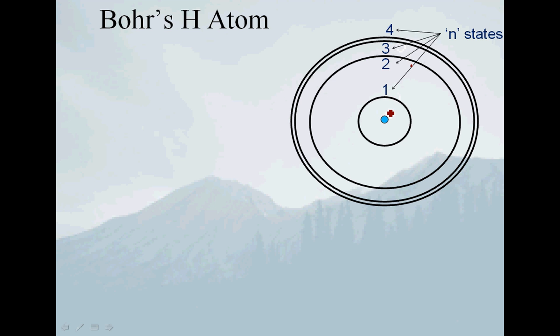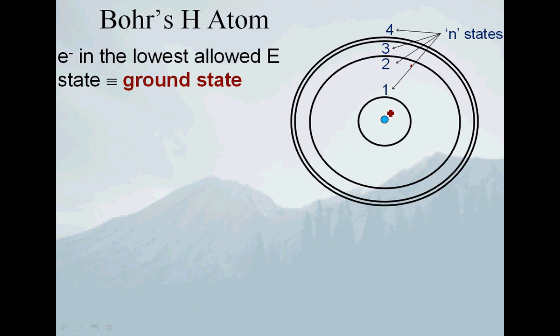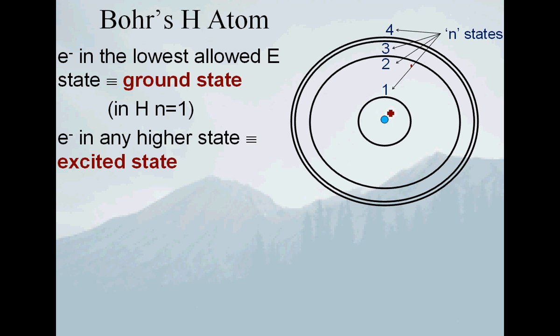So in the case of hydrogen, the electron in its lowest allowed energy state is called the ground state for the electron. And in the case of hydrogen, the ground state for that electron is the n equal 1 state, the lowest it can be. Any other higher state where the electron is hanging out is called an excited state. So in the case of hydrogen, an excited state is the n equal 2, n equal 3, or n equal 4 state.